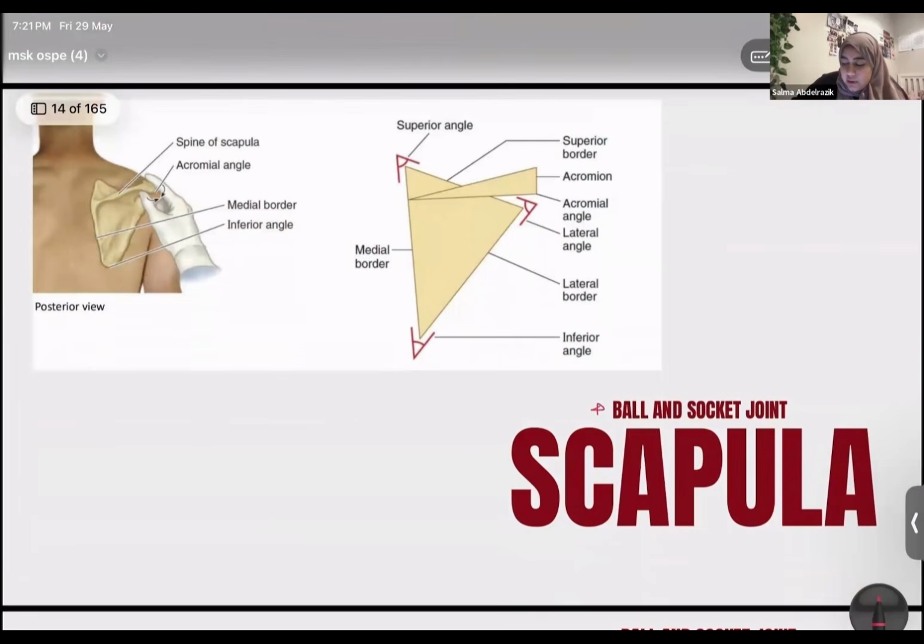Scapula. You have to know that it's a ball and socket joint. That means it's freely moving. It can move up, down, left, right, away from your body, towards your body. It's free range of motion. Okay?